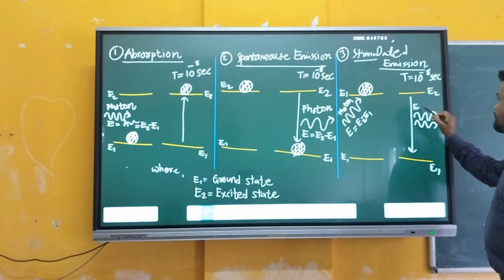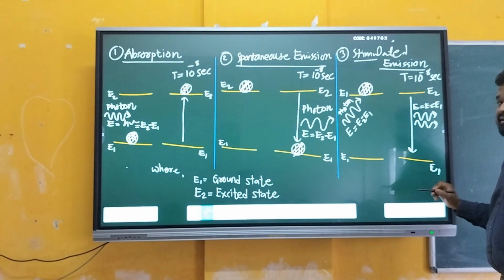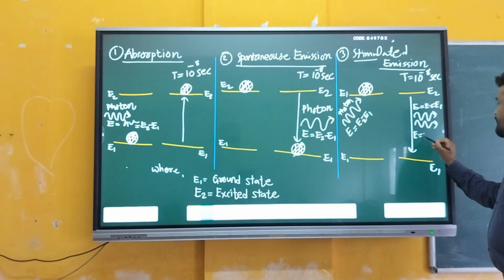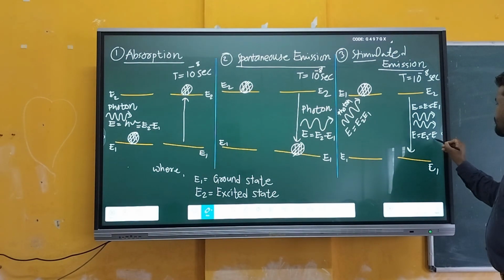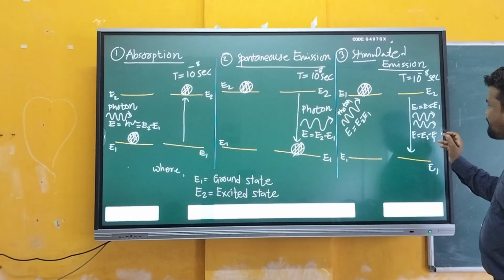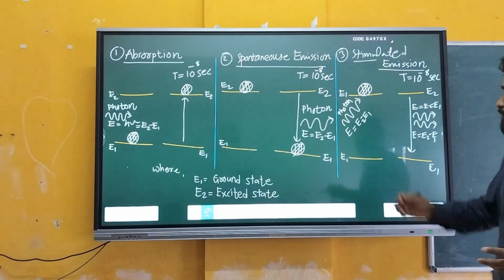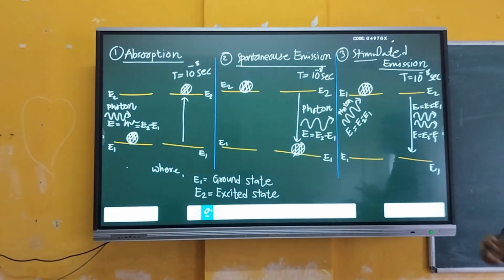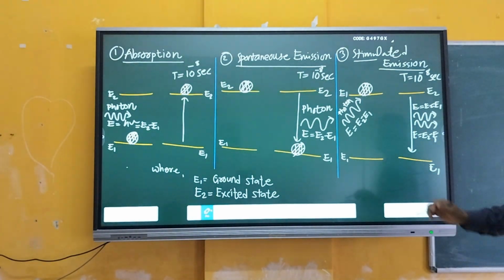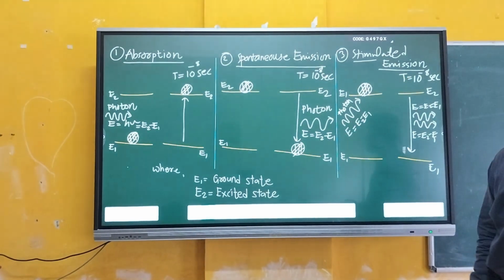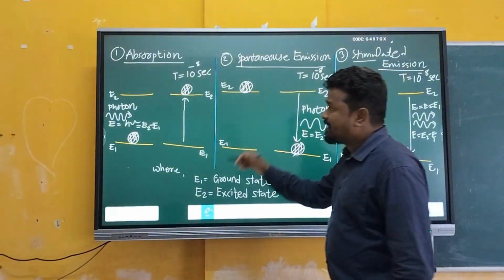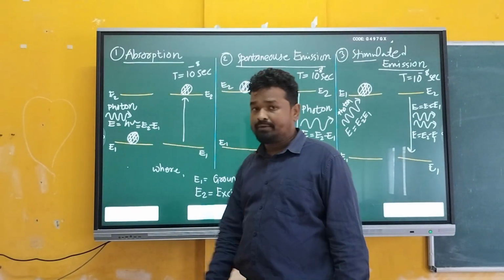Each one has energy E2 minus E1. So here we got two photons. You can say this is an amplification of photons. One incident, we got two, but it is not exactly so, because while going to the excited state, that atom had already taken one photon.